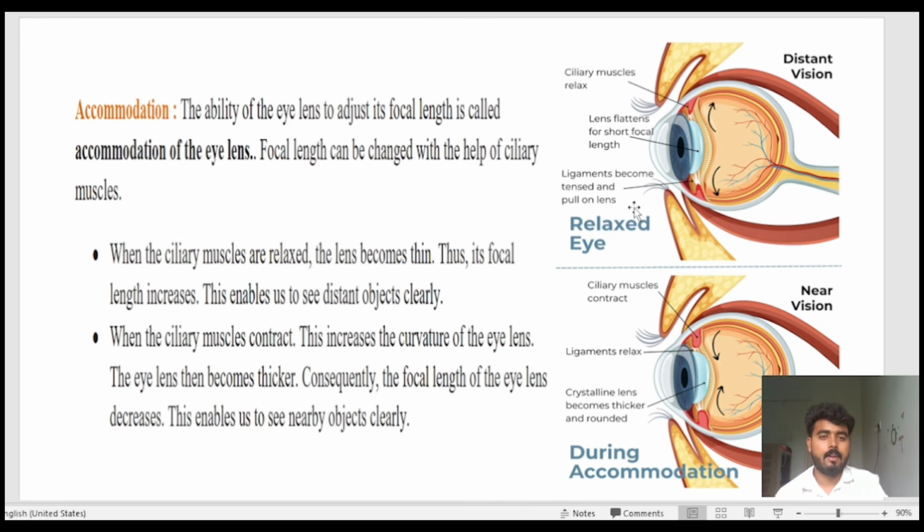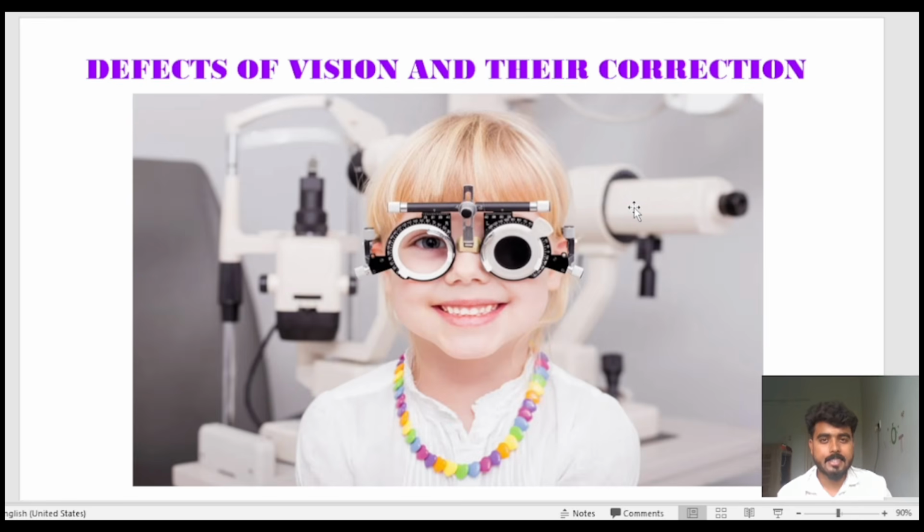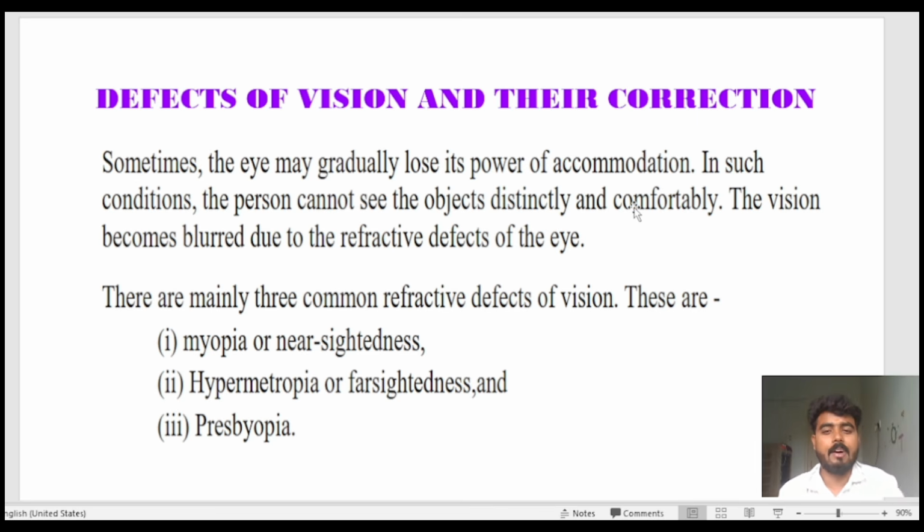Now we are moving to the defects of vision and their correction. When we are talking about the defects, there are four major defects in the human eye. What are they? How to identify? How to remember? Now, what are the major defects? First one is myopia or nearsightedness. The next one is hypermetropia or farsightedness. The third one is presbyopia.